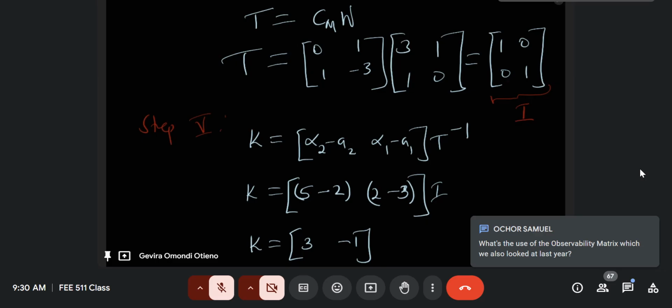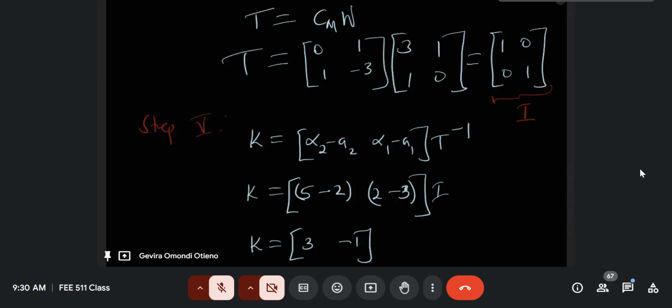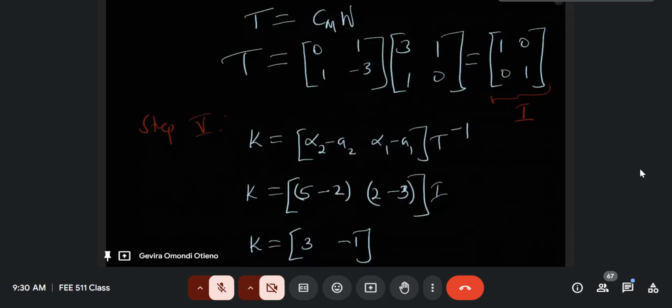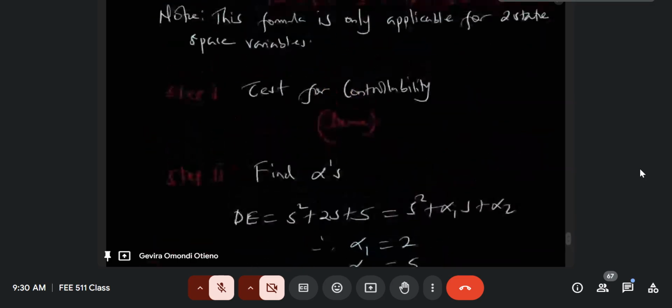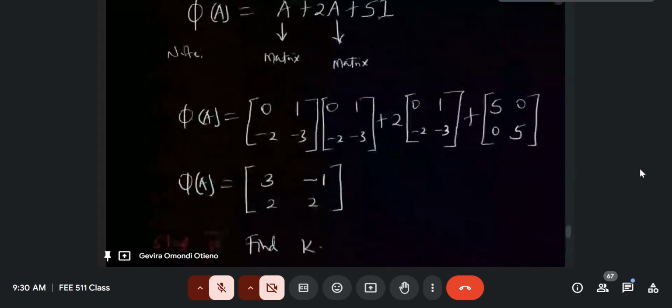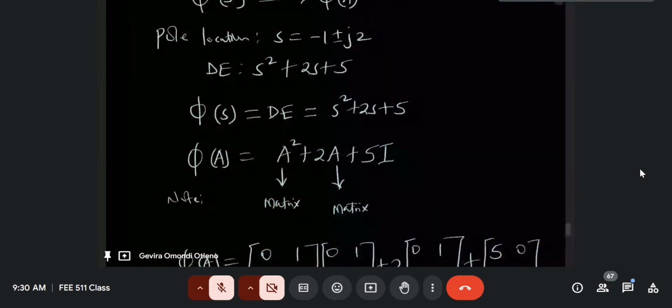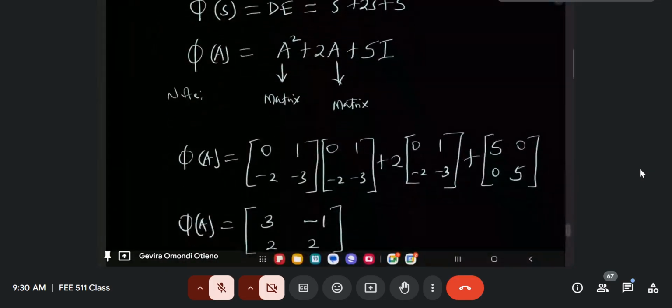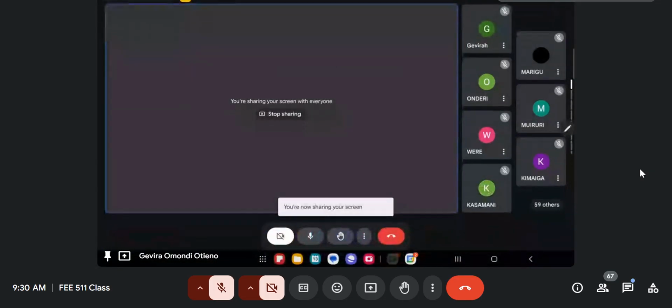Before I get there, let me see. Samuel is asking what's the use of the observability matrix, which we also looked at last year. Now, Samuel, that's a good question, because you can see that in our design, we've basically focused on testing for controllability and not observability. However, if you remember, let me stop sharing because I need to go to the exam.